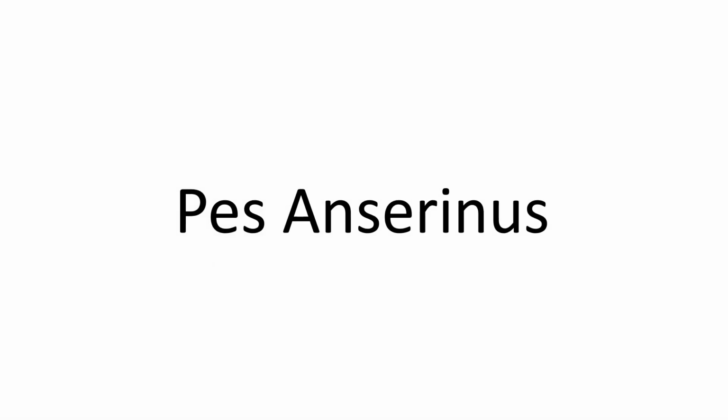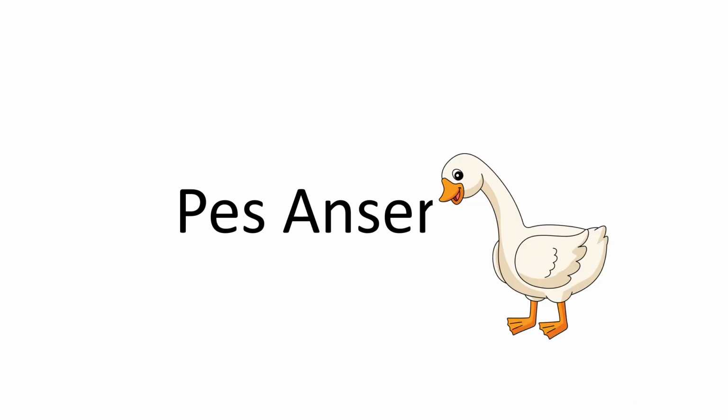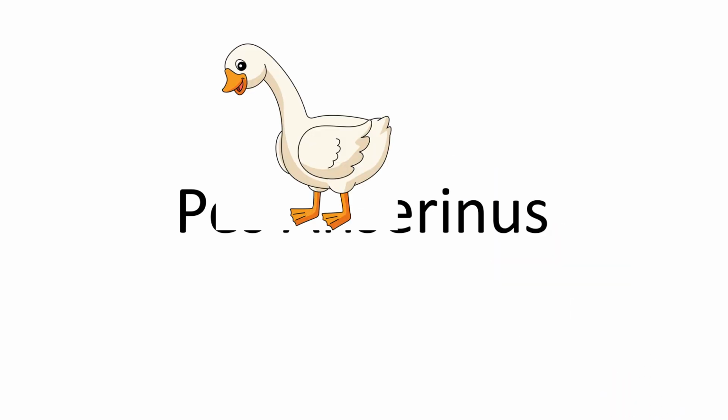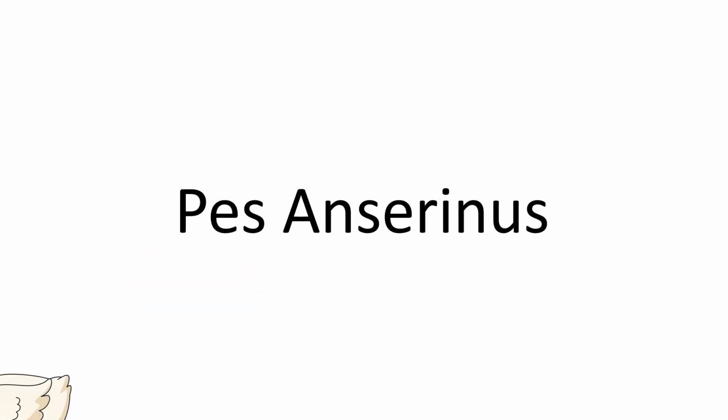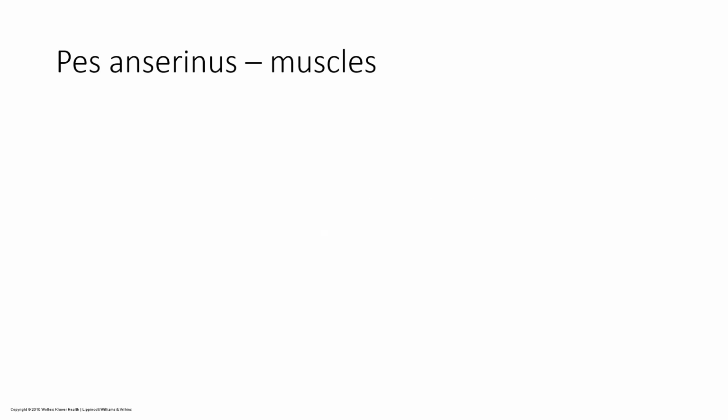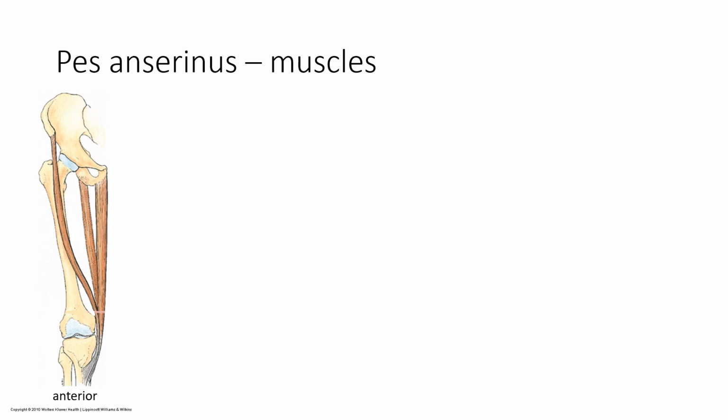Let's wrap up by talking about the pes anserinus. So the pes anserinus, this structure is comprised of three muscles whose tendinous attachments insert on the medial portion of the tibia.